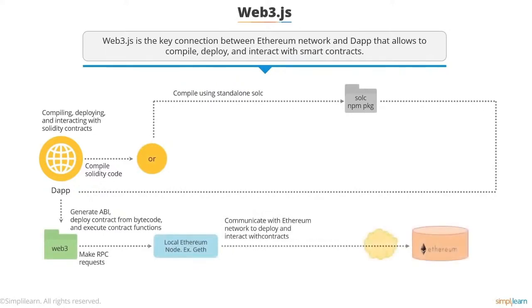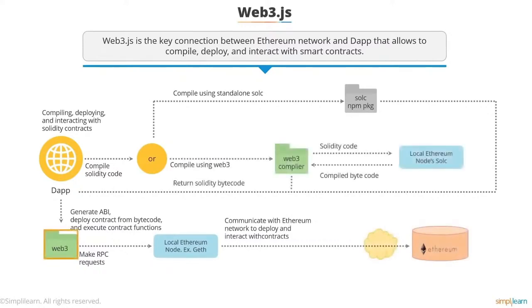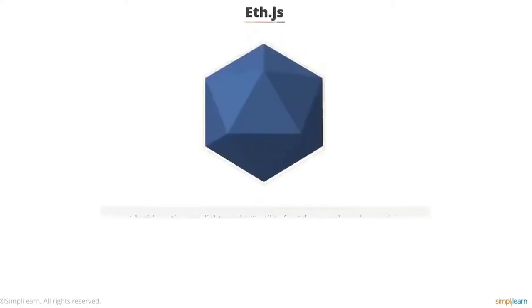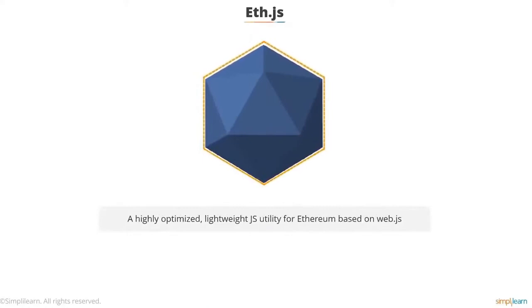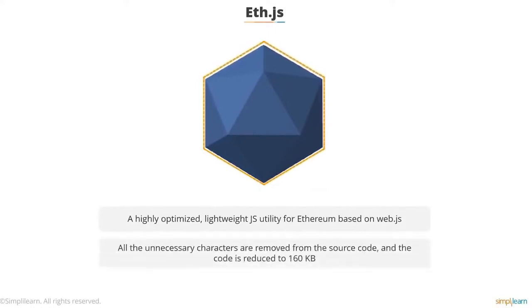Ethereum comprises a large number of nodes which talk to each other. We use JSON-RPC to make a request to a particular node, which is like an API call. Thus, if we want to talk to a smart contract or read an account, we do it through Web3. ETH.js. It is a highly optimized, lightweight JS utility for Ethereum based on Web3.js. In this, all the unnecessary characters are removed from the source code and the code is reduced to 160 kilobytes.